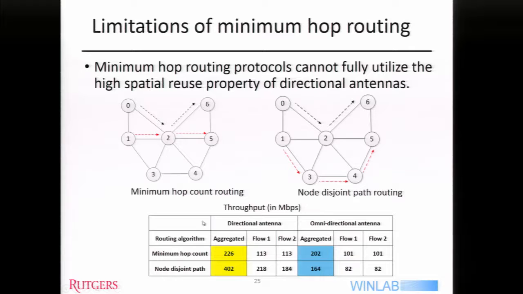But things are much different if we use directional antennas, because if the two flows use different node disjoint paths, there's no interference between them. So each flow can transmit simultaneously. That's why the aggregated throughput is almost double the throughput of the minimum hop count routing. That gives us some motivation: if we can find a good routing protocol that could fully utilize the high spatial reuse property of directional antennas.